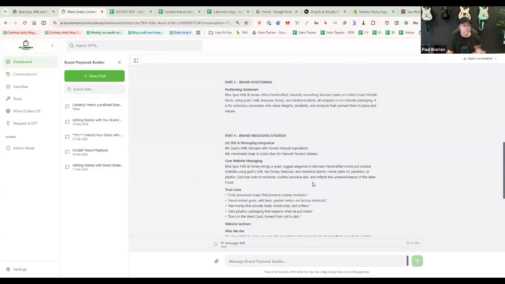So I'm going to do some work on this, and Chris, jump in if you want as we do this. But even before I do that, this is already giving you some slightly different trust statements. It's cold pressed soaps that preserve the moisture. It's hand milled goat's milk, it's garden herbs, it's no factory shortcuts, it's raw honey that actually heals, moisturizes, and softens. You can see where I'm going with all these things, right? People are going to read that and go, I want that, I want that, I want that. And the more yeses you get, the more likely people are to start scrolling and start buying. So this is very applicable to everybody on here. You want to add into that, Chris, or am I going to keep going through?